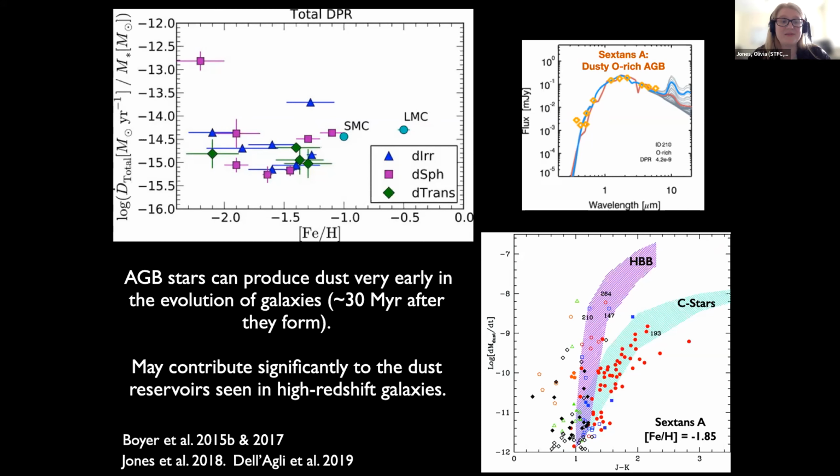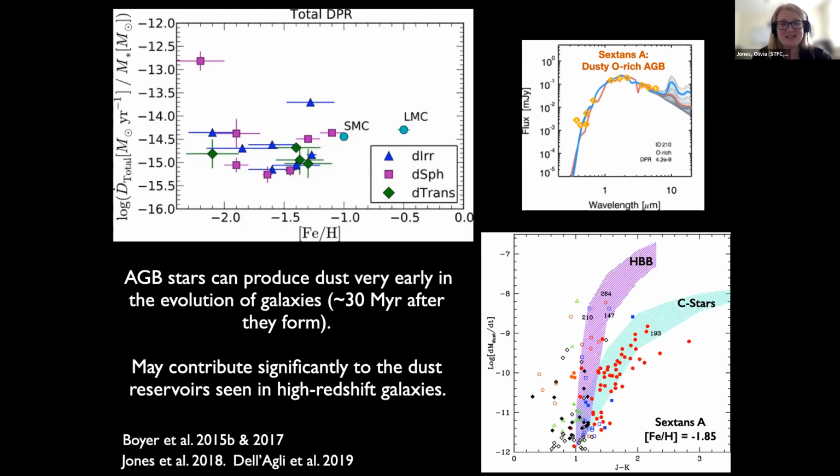And then nicely from a theoretical point of view, Flavia Dell'Agli followed up using her models of stellar evolution and dust production to have a look to see where these metal poor AGB stars are producing dust. So that's what I'm showing in the bottom panel. The magenta tracks are the realm in JHK space versus dust production of where the hot bottom burning massive AGB stars that are oxygen-rich can produce dust. And the blue cyan tracks are where carbon stars can produce dust.